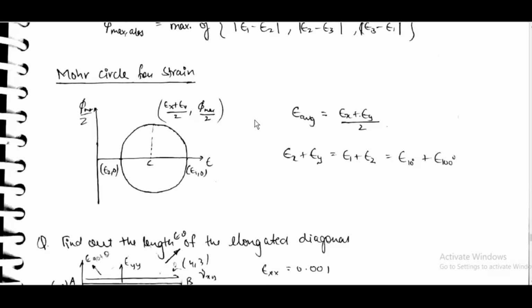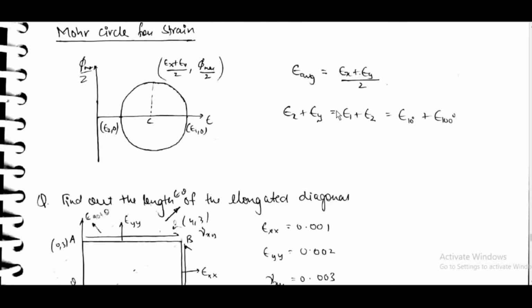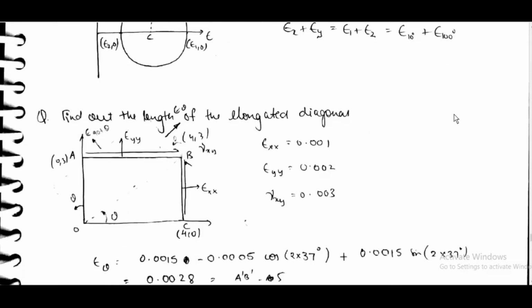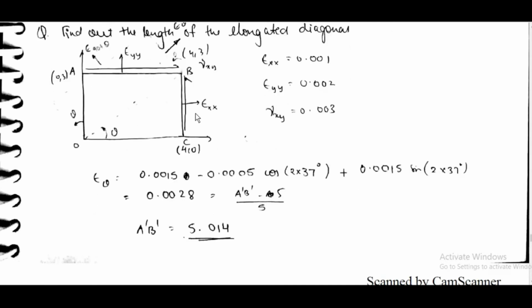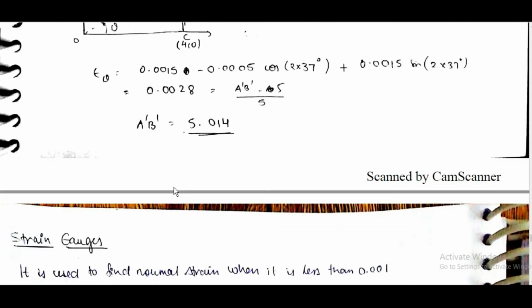Mohr circle for strain: epsilon average is equal to (epsilon x plus epsilon y)/2. Epsilon x plus epsilon y is equal to epsilon 1 plus epsilon 2, which is equal to epsilon 0 degrees plus epsilon 90 degrees. Find out the length of the elongated diagonals. Epsilon x and epsilon y are given, and for epsilon theta you can get theta, which is 37 degrees. From that you can apply the above formulas and we can get a dash b dash.